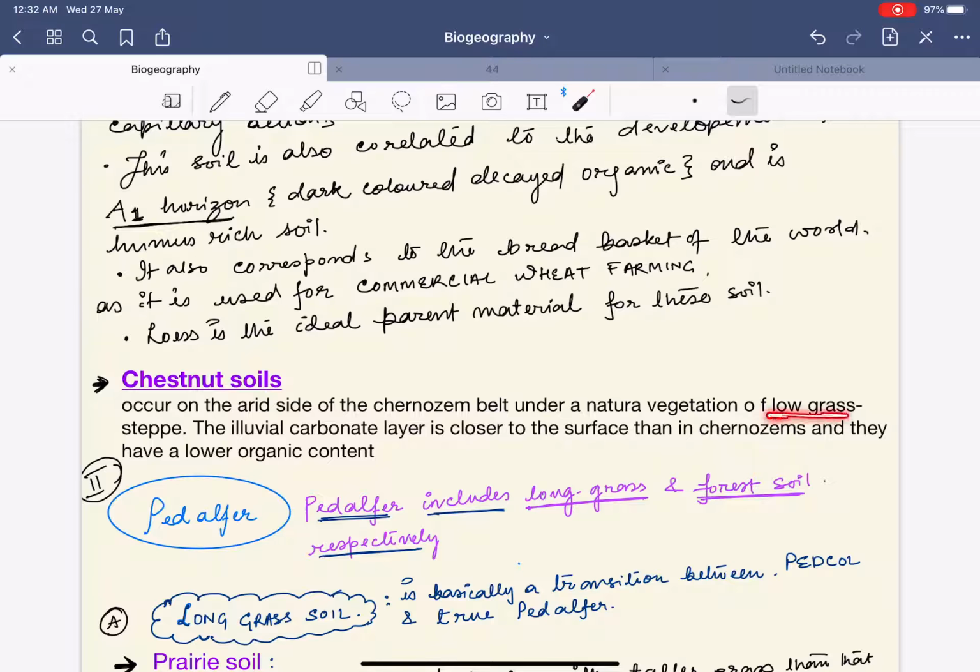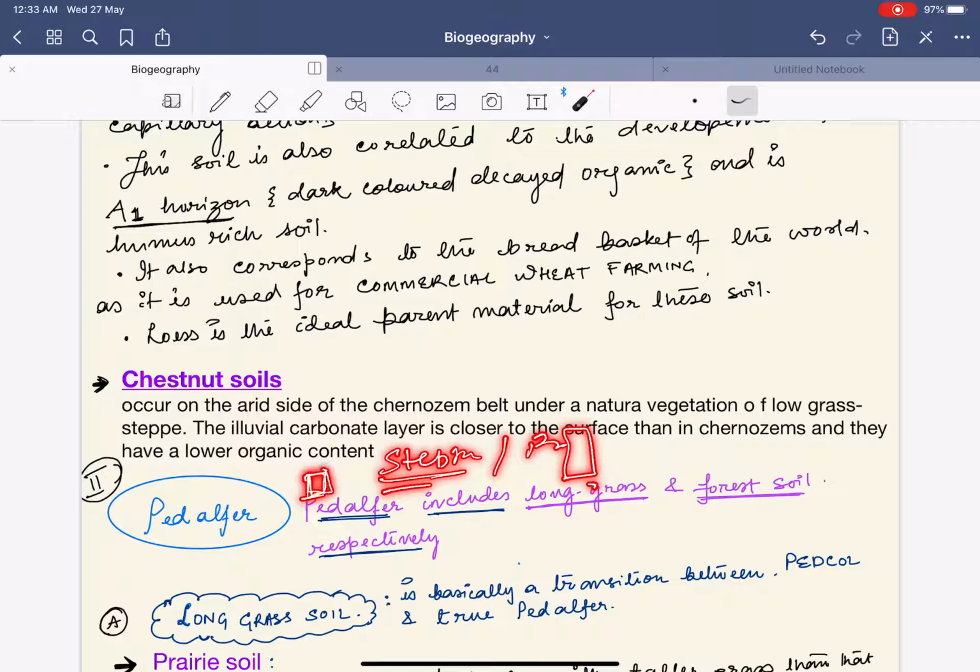The steppe is nothing but your low grass soil. The name steppe soil has been derived from the steppe grasses, which are nothing but the low grasses. Now one thing that you may be asking is, sir, what is the difference between steppe and prairie? Steppe are the short grasses, prairie are the long grasses.